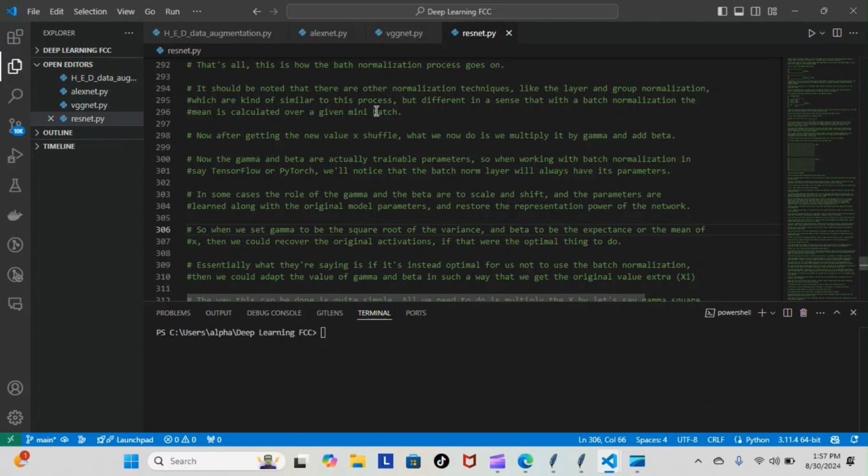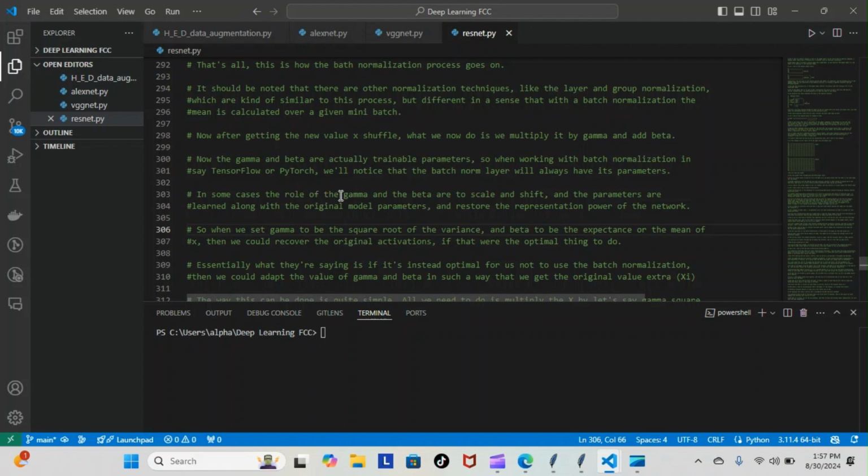It should be noted that there are other normalization techniques, like layer and group normalization, which are kind of similar to this process, but different in the sense that with batch normalization, the mean is calculated over a given mini batch. Now, after getting a new value x-hat, what we do is multiply it by gamma and add beta. The gamma and the beta are actually trainable parameters. So when working with batch normalization in, say, TensorFlow or PyTorch, you'll notice that the batch norm layer will always have its parameters.